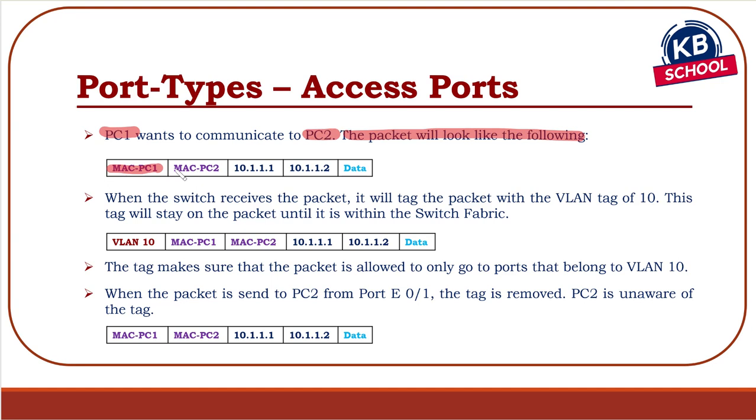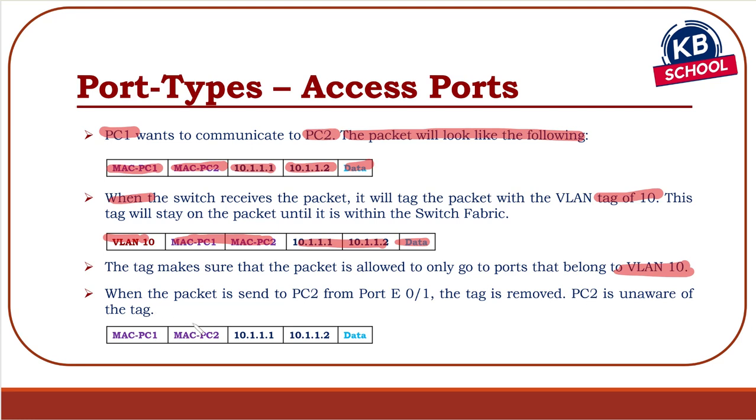MAC for PC1, destination MAC for PC2, source IP, destination IP, and a data. As soon as the switch receives the packet, it will tag the packet with a VLAN tag of 10, which I'm doing over here. This just stays the same. I'm not touching it, but I'm forwarding the packets based on the MAC for PC2. The tag makes sure the packet is allowed only to go to ports that belong to VLAN 10. I think we've established that already.